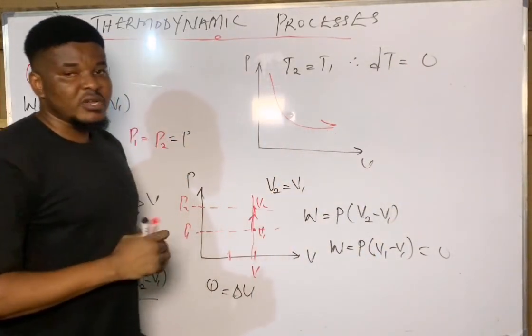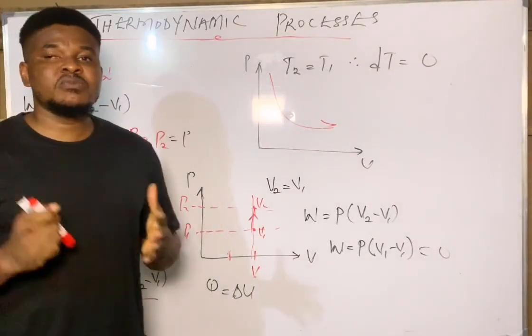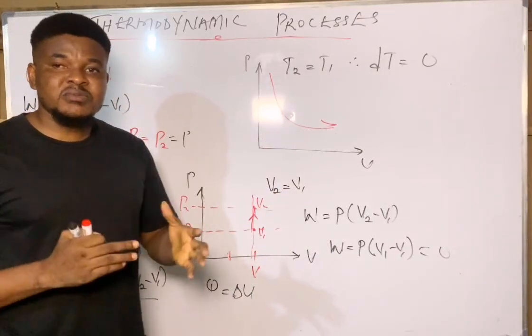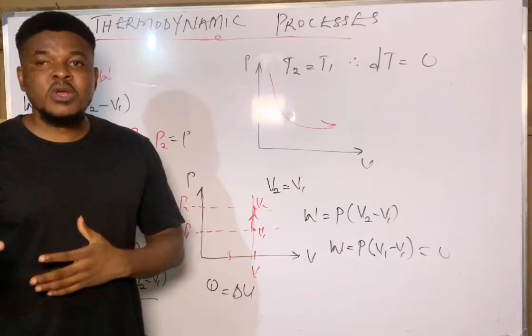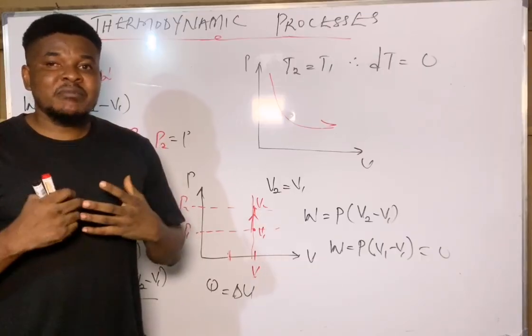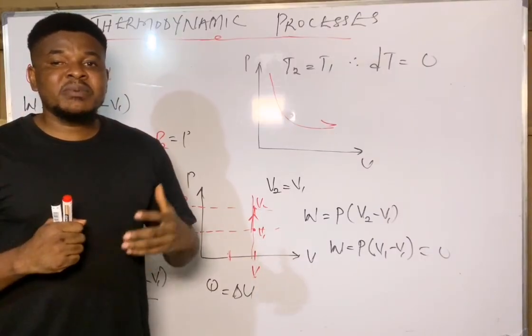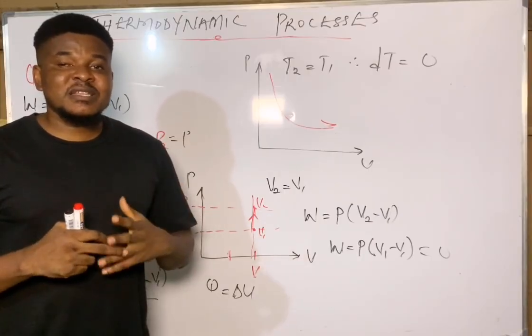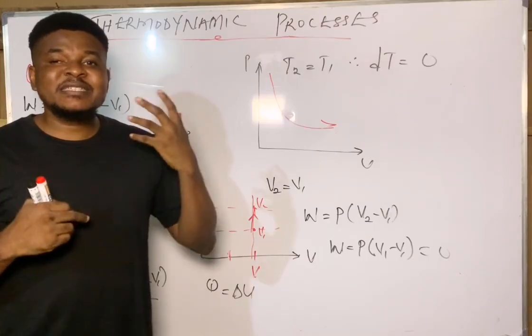Equal to 0, because change in temperature simply means T2 minus T1, and if T2 is equal to T1, that simply means T2 minus T1 becomes T2 minus T2, or T1 minus T1, which simply gives us 0. Now, like I mentioned earlier, the temperature is being supplied by an external factor, and that temperature that is being supplied by an external factor affects only the internal energy.